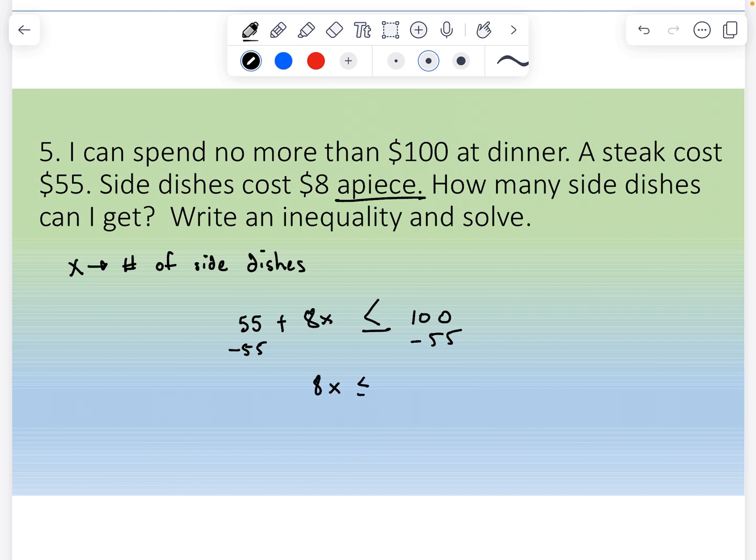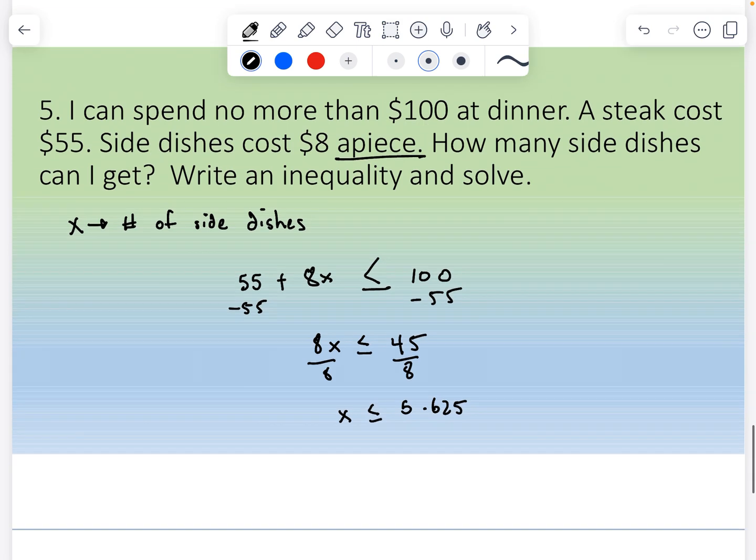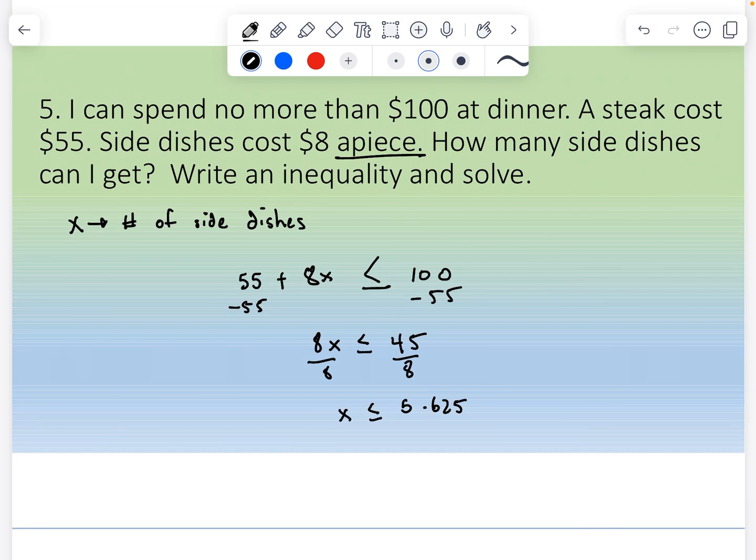So I get 8x is less than or equal to 45. I divide by 8, and I'll get x is less than or equal to 5.625. So here's the thing, I can't get 0.625 of a side dish, right, so I can get at most 5 dishes. Can't get the 6th one, that would go over $100.